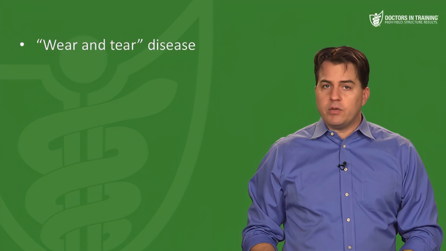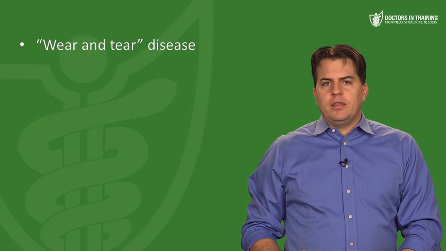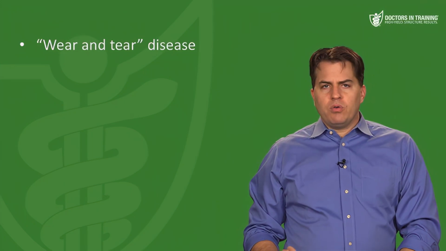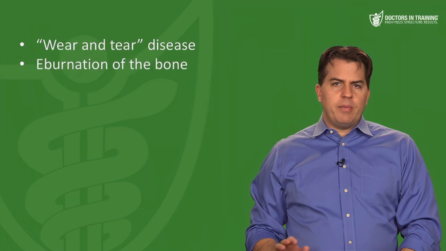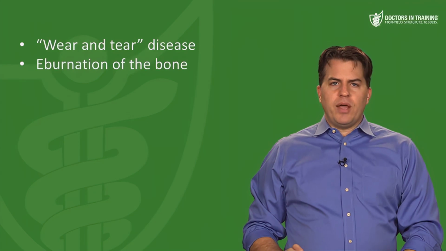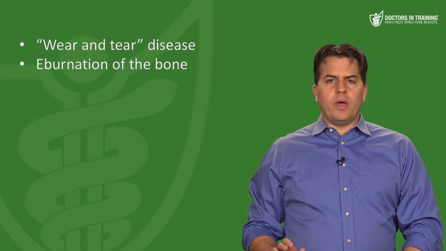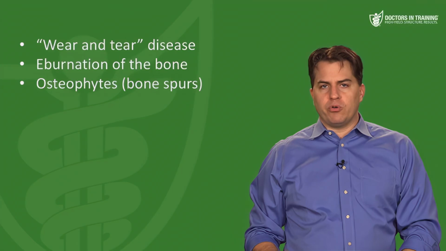There are different degrees of articular cartilage damage, and the cartilage can be so worn that there can be bone-on-bone arthritis, and bone-on-bone grinding is very painful. This can cause something called eburnation of the bone, which is where the abraded bone becomes hard and dense like ivory. And in addition to the wear and tear, there can be a formation of osteophytes or bone spurs.